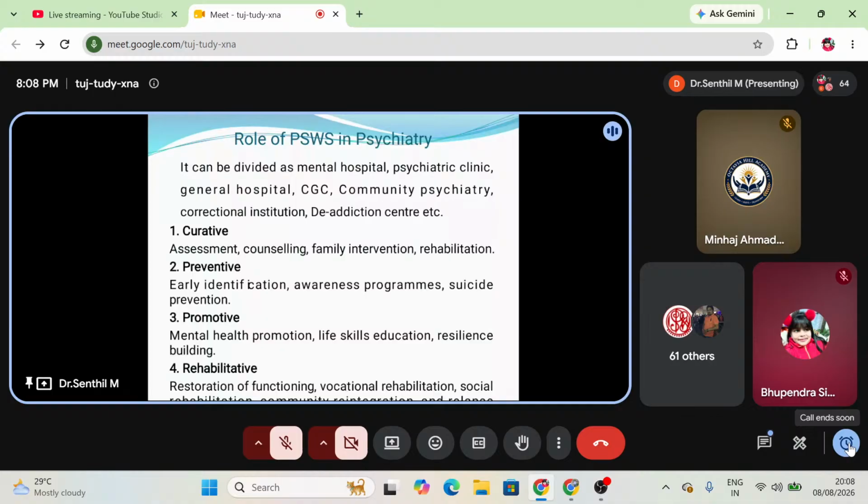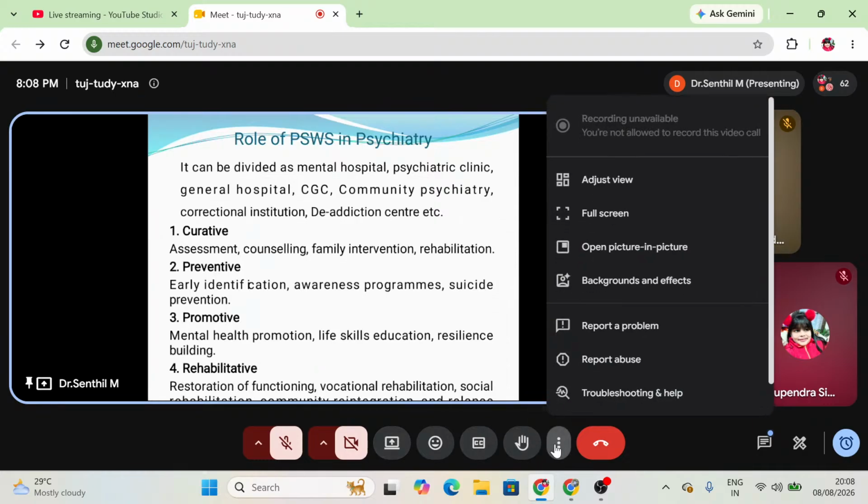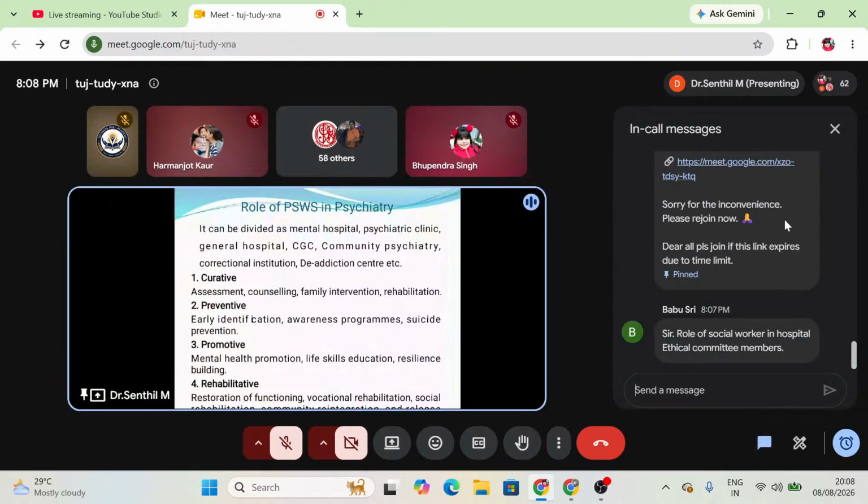We also do suicide prevention, which is another important preventive role. We also do relapse prevention for patients with mental illness, not only for patients with substance use disorder, but also for patients with schizophrenia or bipolar affective disorder, where the patient may take medications in hospital, and after discharge may not take medications, which may lead to relapse. So identifying this relapsing factor is very important. That also comes under prevention.